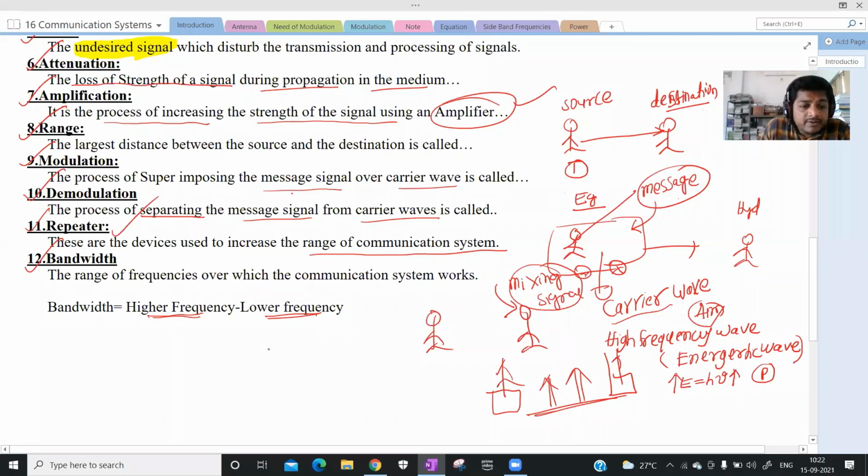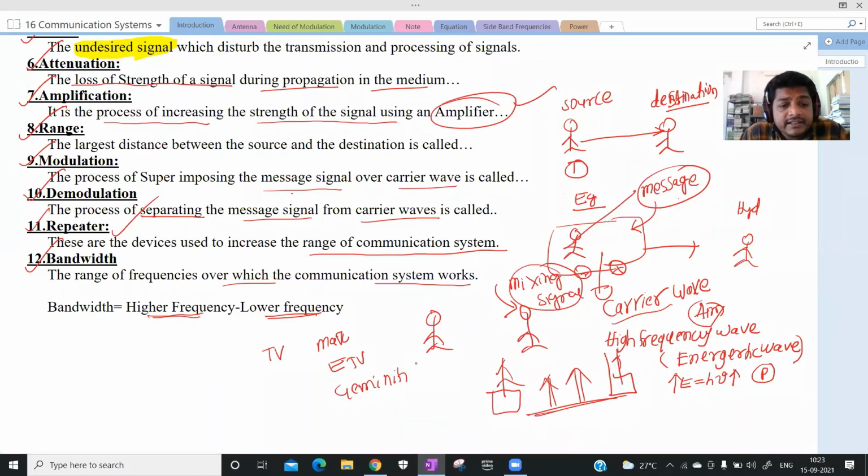If you see in television, Maa TV will have some broadband frequency, ETV will have some broadband frequency, Gemini TV, each television will have some constant frequency range. That frequency range is called bandwidth. The range of frequencies over which the communication system works is called bandwidth, that is nothing but the higher frequency minus the lower frequency.